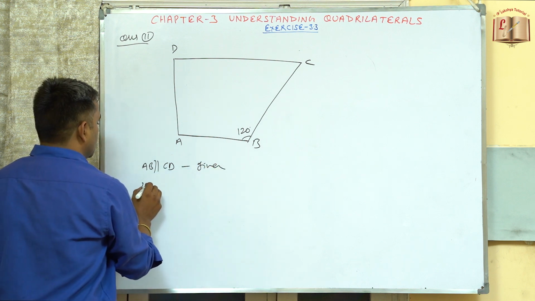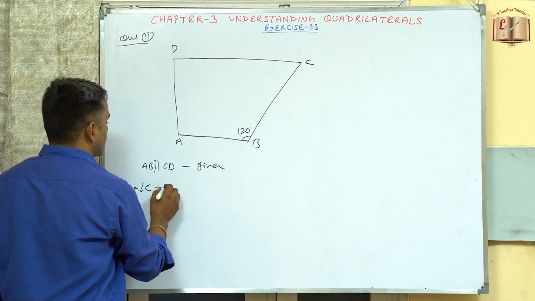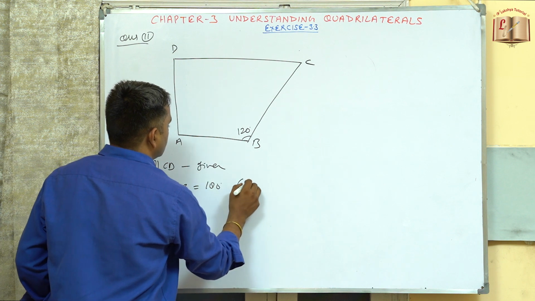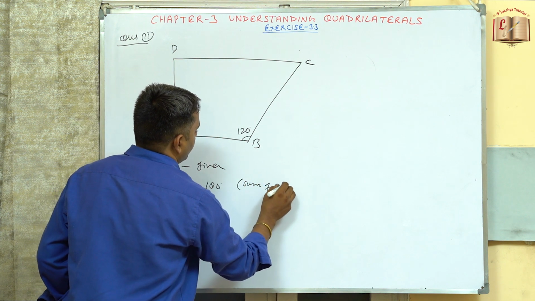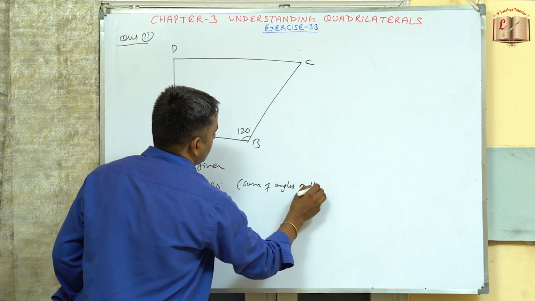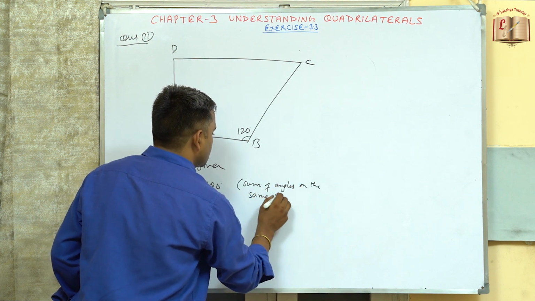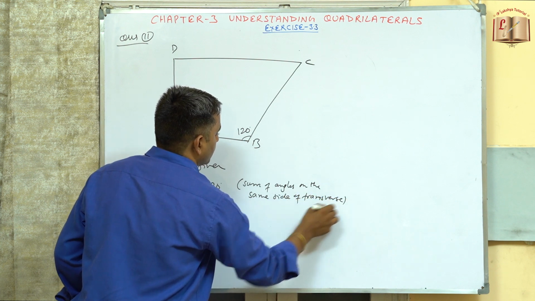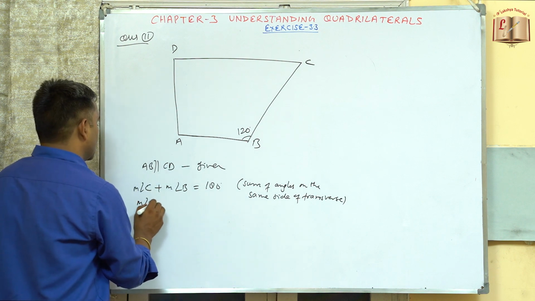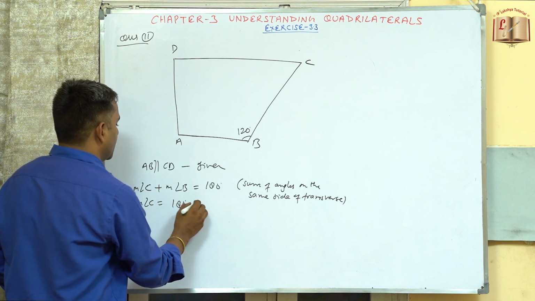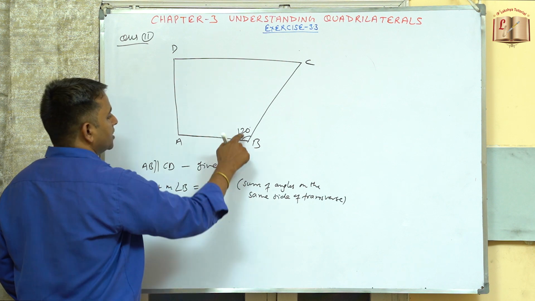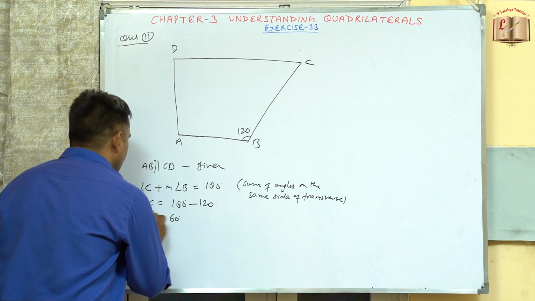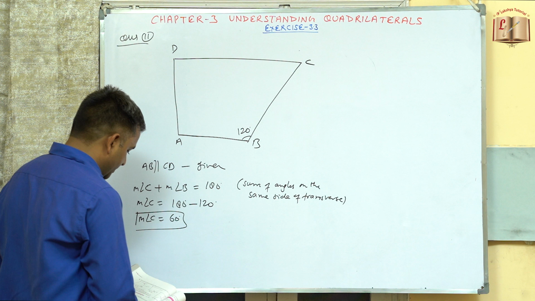Therefore angle MC plus angle MB will be equal to 180 degrees, the sum of angles on the same side of the transversal. So we got angle MC will be equal to 180 degrees minus this angle, which is already given to us as 120 degrees. So angle MC will be equal to 60 degrees.